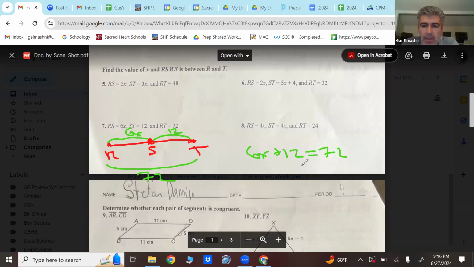Perfect. Very good. Now solve it. Tell me how to solve it. Well, you want to get x by itself. So what should you do first? Divide 12 or subtract 12? Minus 12. Okay, so you get 60. And then divide by 6, right? 10. Okay, there we go. That's all you got to do.